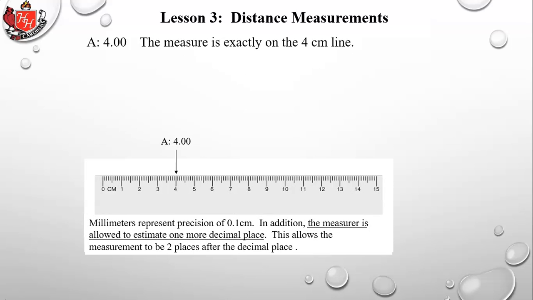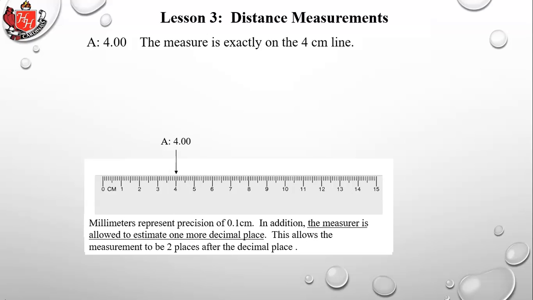Okay, so let's look at some measurements. So millimeters represent a precision of 0.1 centimeters. They're 1/10th of a centimeter. That's what 0.1 means. In addition, the measurer is allowed to estimate one more decimal place. Okay, so that's something to realize when you make your measurement. This allows the measurement to be 2 places after the decimal. So think about that for a second.